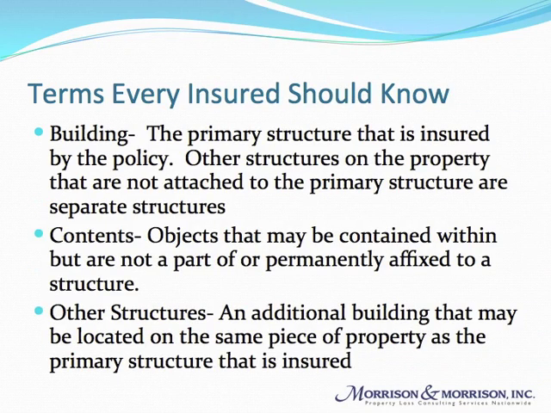Okay, this is going to be a little silly and redundant, but building. I want you to understand what a building is when it's dealing with your insurance policy. This is the primary structure that's insured by the policy. Other structures on the property that are not attached are separate structures, or they call them other structures. Contents are things you have inside the structure which are not permanently attached to the structure. Other structures, if you have a detached garage and you have an insurance policy, that's what's called an other structure. It's not part of the main structure.